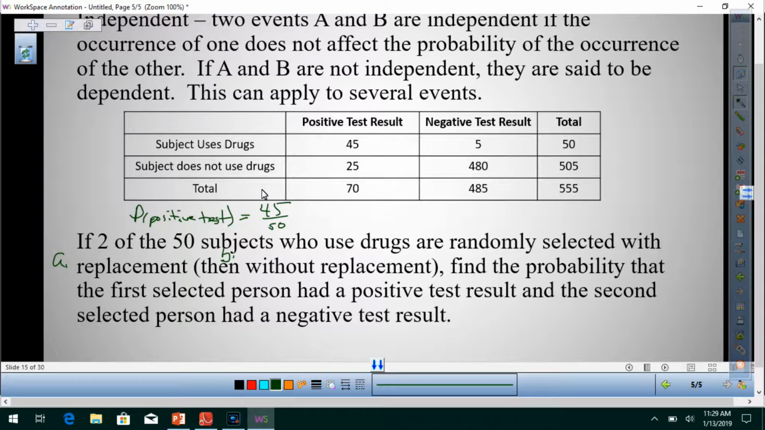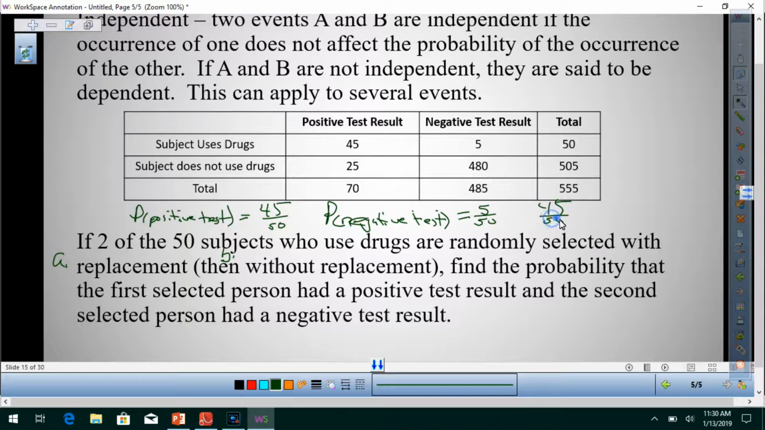All right, 45 over 50, because the subject uses drugs. If two of the subjects were randomly selected with replacement, find the probability that the first has a positive test result and the second one has a negative test result. So that's the probability of a positive, and the probability of a negative test result is going to be 5 over 50. Okay? So now we apply the multiplication rule.